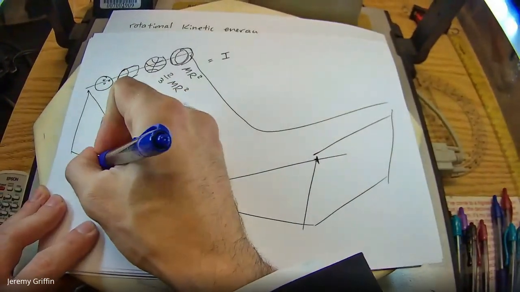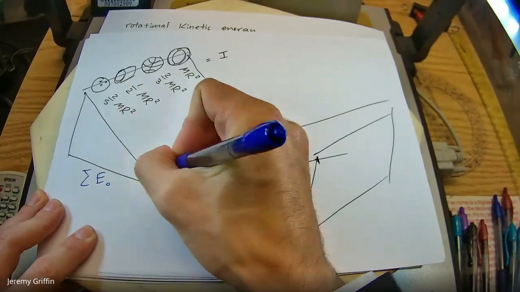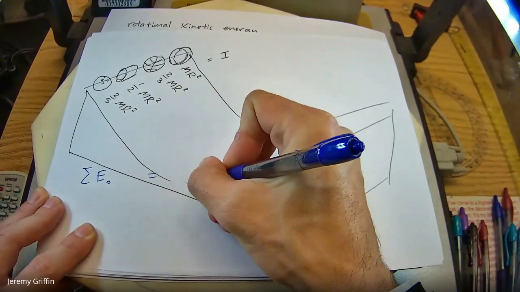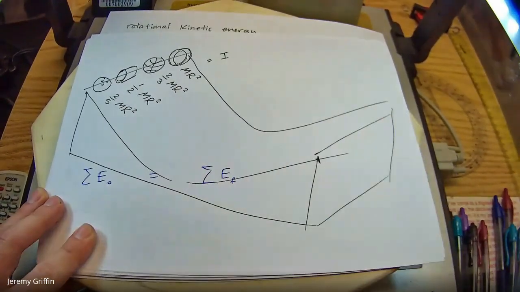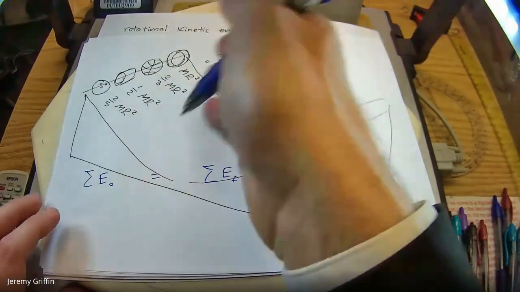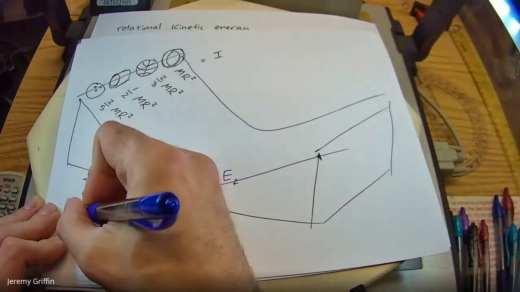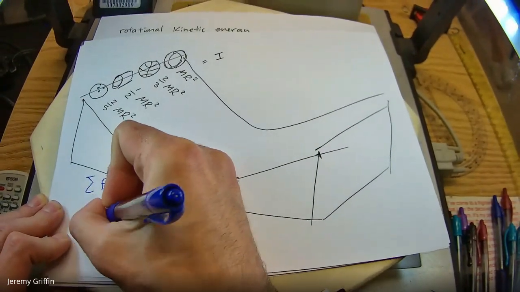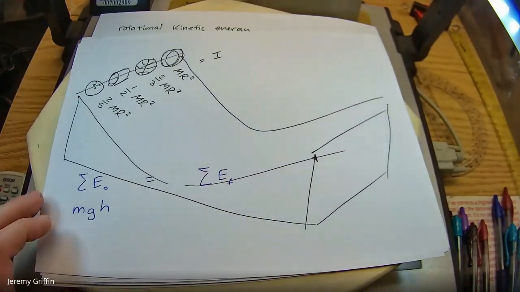Well, I can say sum of energy at the top of the hill is equal to the sum of energy at the bottom of the hill, initial to the final point. And at the top of the hill, let's say just pick one of these, like the basketball, right? Wouldn't it be all mgh? They start from rest, it's just mgh. Right? That's your starting energy.